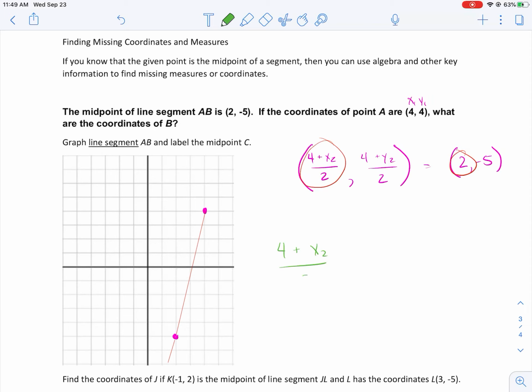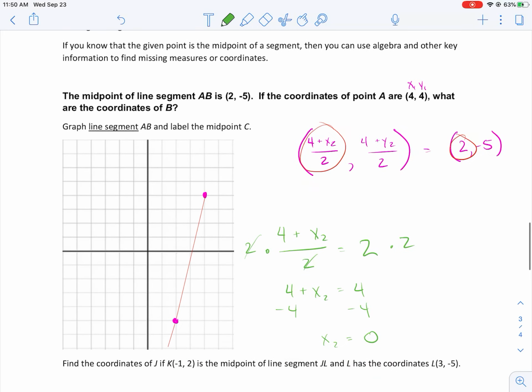So I'm going to go (4 plus x2) divided by 2 is equal to 2. Again, we just have a multi-step equation, so I'm going to multiply both sides by 2. The 2's cancel here. I'm left with 4 plus x2 is equal to 4. Subtract 4, subtract 4. x2 is equal to 0. Okay. All right, I'm okay with that.